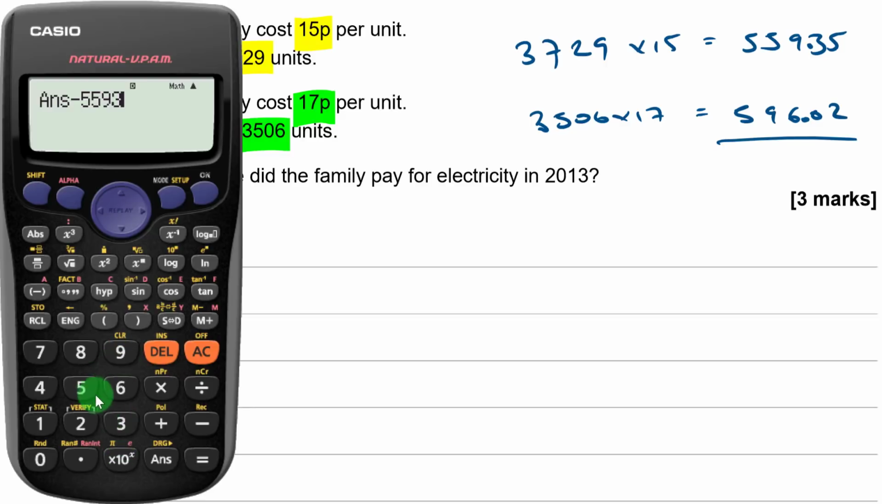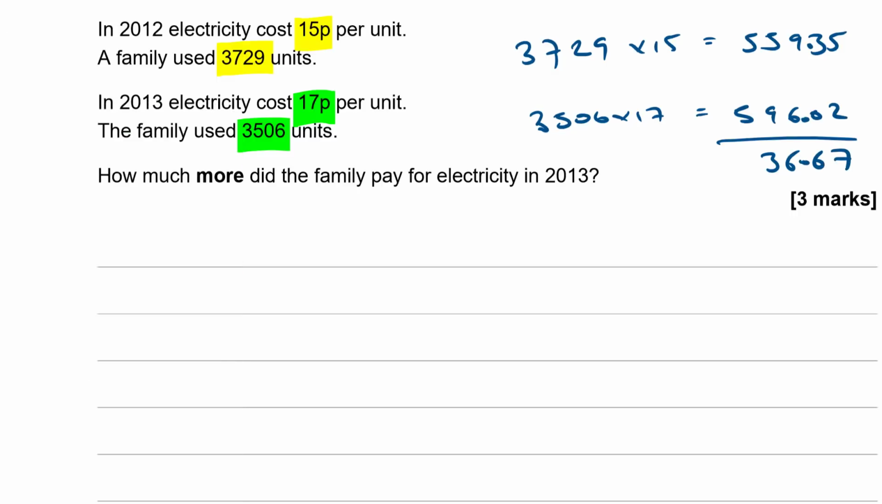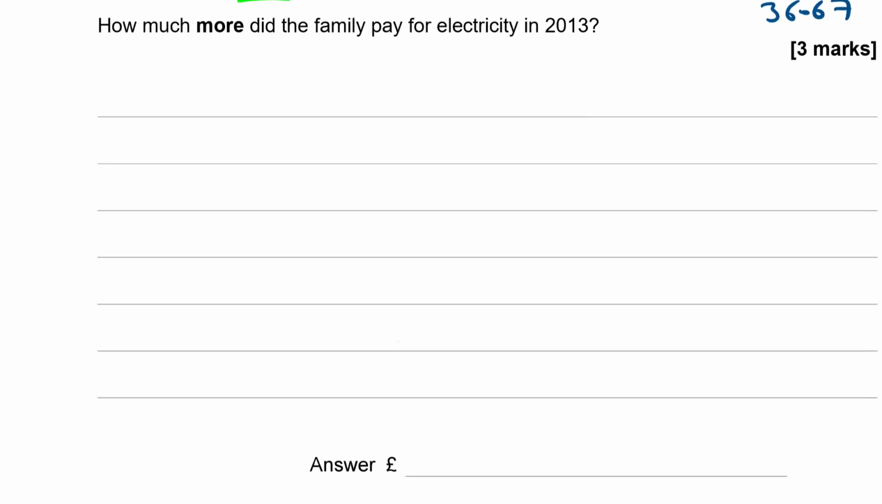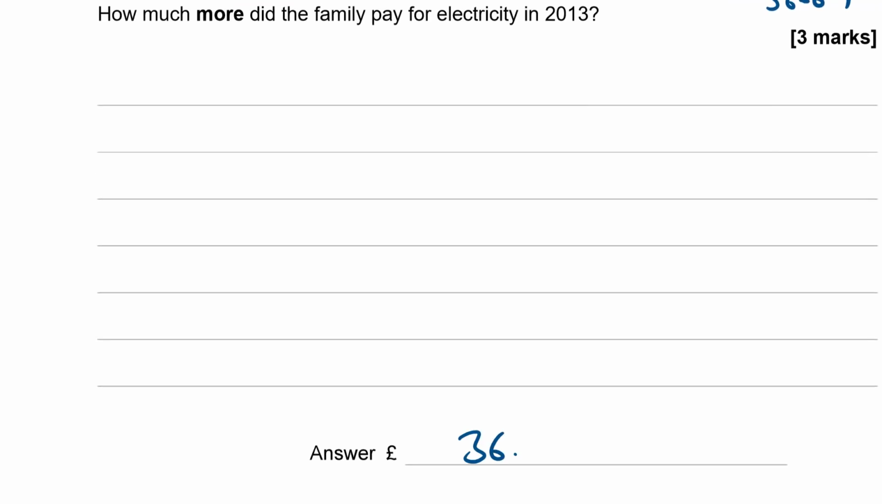That gives me 3667. Again, the decimal point goes there, doesn't it? So £36.67 is my final answer.